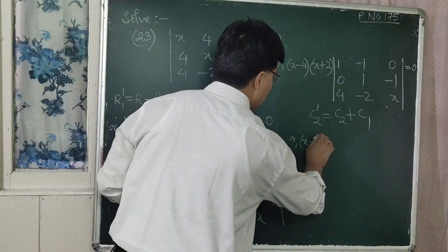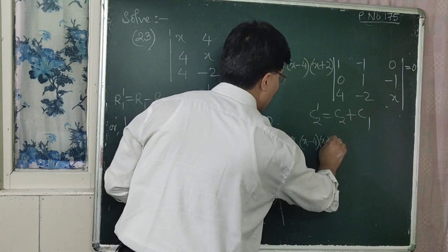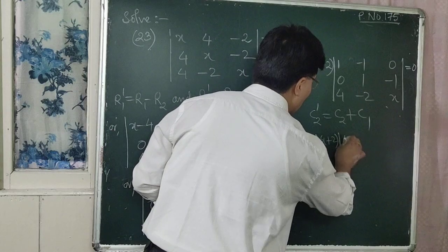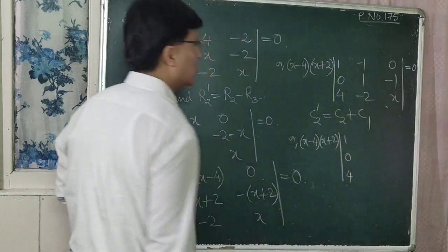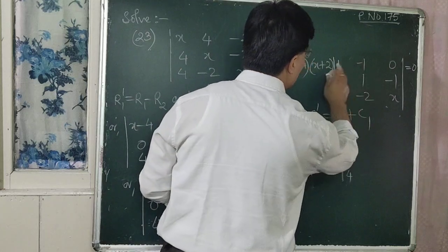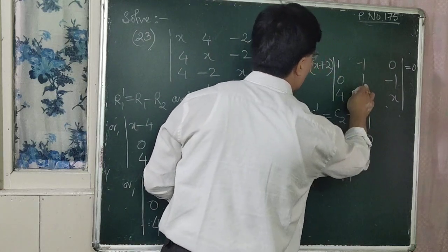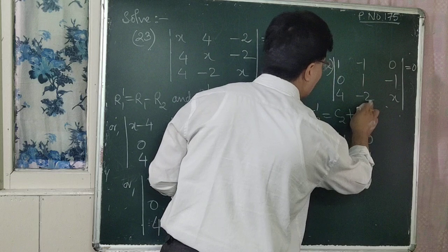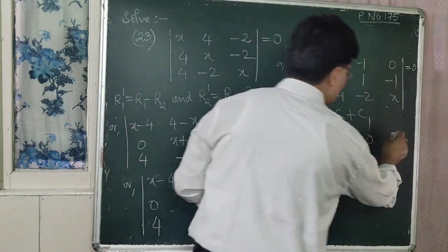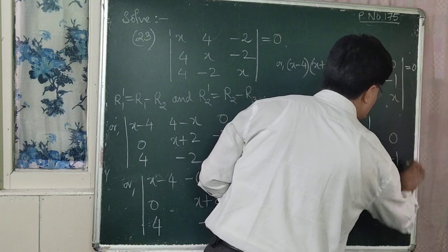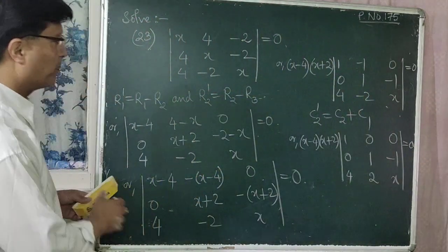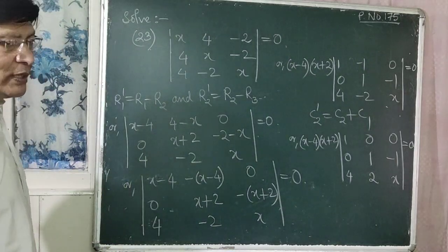x minus 4 into x plus 2. Now first column remains same, 1, 0, 4. Now what is the new second column now? c2 plus c1, minus 1 plus 1, 0, 1 plus 0, 1, minus 2 plus 4, 2, right? Then 0 minus 1, and it is x, which is also equal to 0. Now, can we expand it?